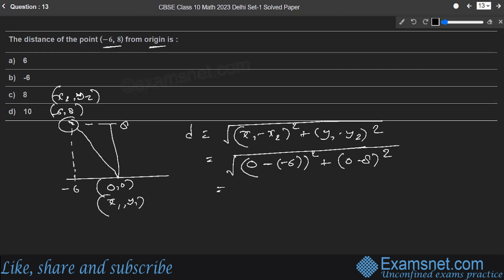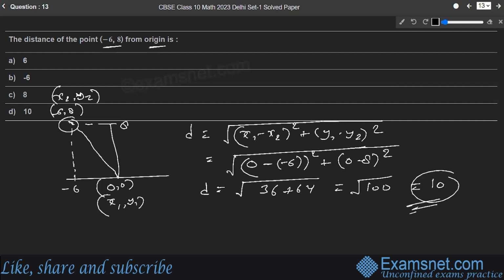If we solve this, this becomes root of 6 square is 36 plus 8 square is 64. That is nothing but root of 100. So the d value comes out to be root of 100, that is nothing but 10. So the distance is simply 10 units. The option available is D. So that is the right answer.